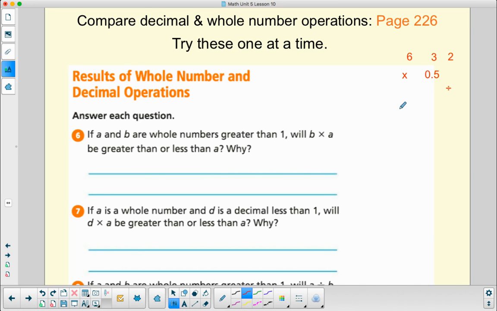All right. This part is really confusing, but it's the part that they really want you to get. So I'm going to read a problem. I want you to think about it. Pause the video, think about it, and see what you think. Then unpause it, and I'll help you through it a little bit. So if A and B are whole numbers greater than 1, will B multiplied by A be greater than or less than A? Why?